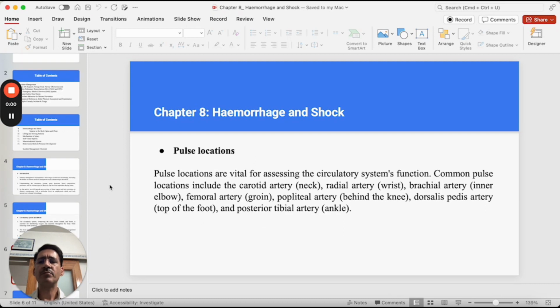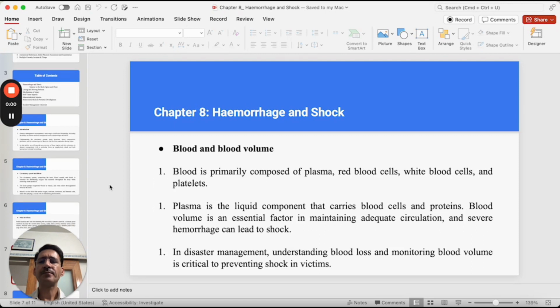Pulse locations. Pulse locations are vital for assessing the circulatory system's function. Common pulse locations include the carotid artery, neck; radial artery, wrist; brachial artery, inner elbow; femoral artery, groin; popliteal artery, behind the knee; dorsalis pedis artery, top of the foot; and posterior tibial artery, ankle.